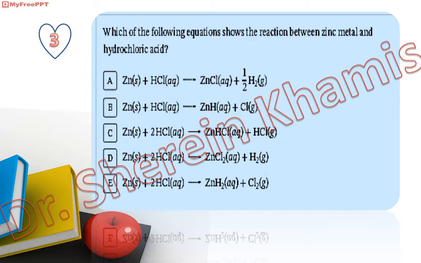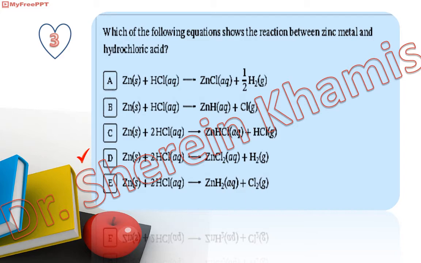So the right answer will be letter D also. We have zinc as a solid reacts with 2 HCl aqueous. We make the coefficients for the equation to balance it according to the law of conservation of mass, giving the products ZnCl2 aqueous plus H2 gas. Okay, this is the right answer.